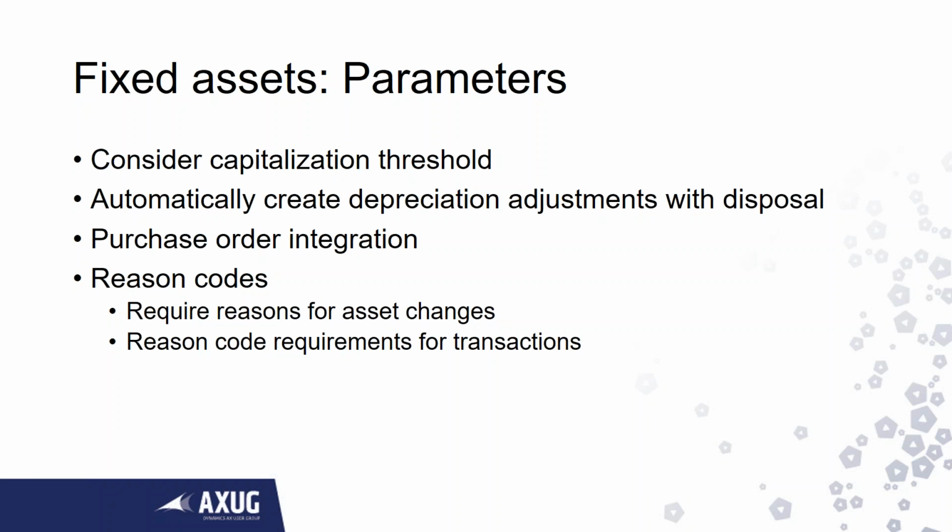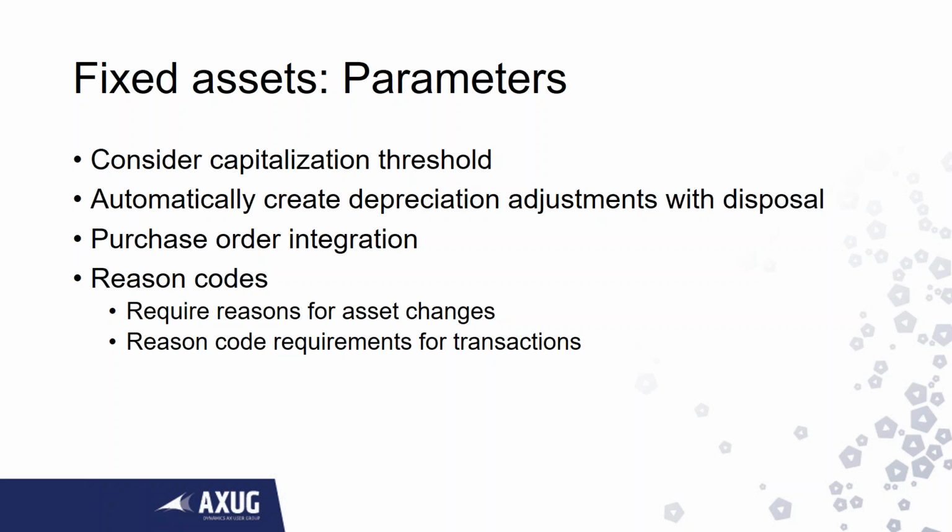And then the final thing I wanted to discuss is the reason codes. So you can have a checkbox to require reason codes for asset changes, and this is any asset changes to the value model depreciation book. So for some reason, if you wanted to increase the service life of the asset and you were trying to close out of it, this would prompt you to add a reason code for why you are making that change.